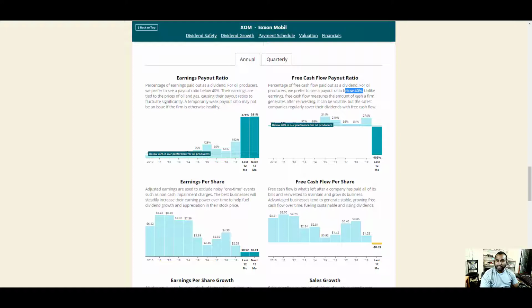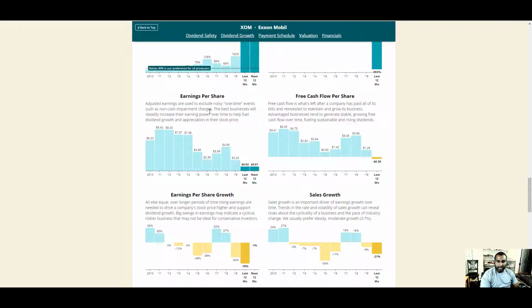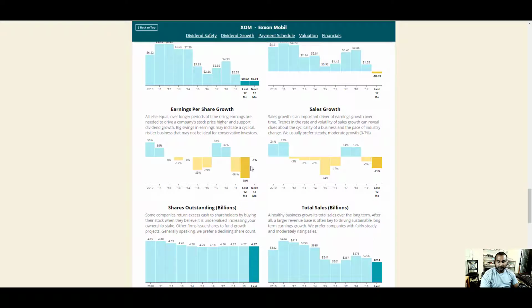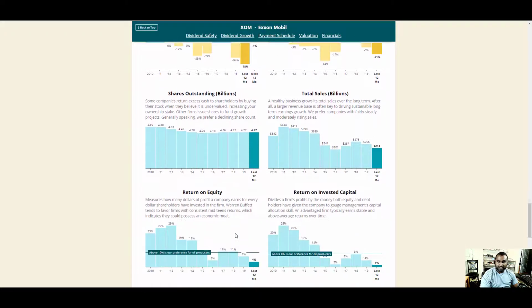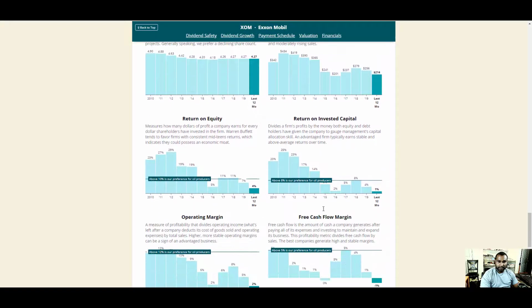Unlike earnings, free cash flow measures the amount of cash generated after reinvesting. It could be volatile, but the safest companies regularly cover their dividend with free cash flow. Look at this. They don't have free cash flow. It's going down, whereas it should be going up. So earnings per share, or just earnings, used to be exclusively one time. Free cash flow going down. Earnings per share growth, sales growth, everything is down. Shares outstanding in billions, total sales.